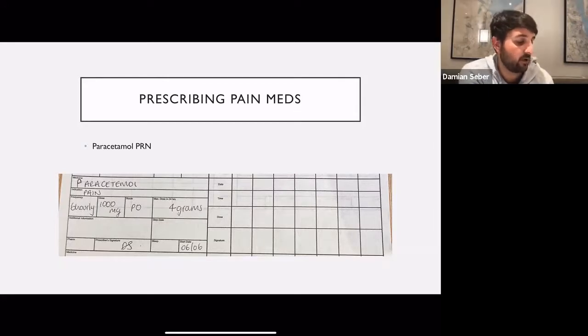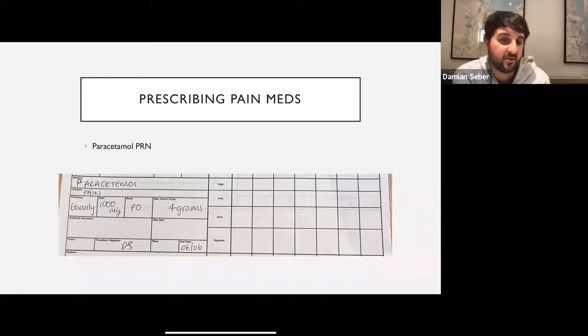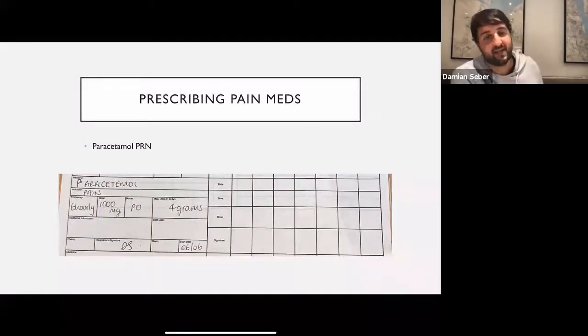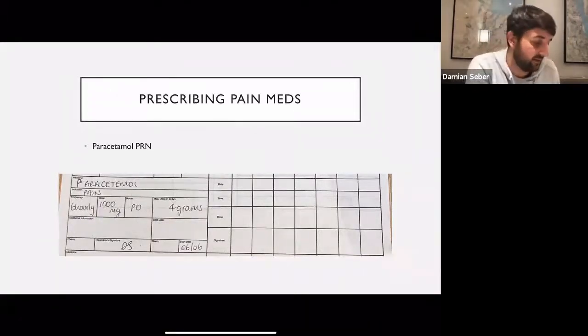The route is oral, and this is probably the most important part of a PRN prescription, is putting the maximum dose in 24 hours. So for paracetamol, it's 4 grams. Otherwise, I could just keep chomping away at paracetamol. No one would even know. So you have to put that there, and then obviously your signature and your start date. And then the other boxes are filled out by the dispenser or the nurse, whoever's giving out the meds.